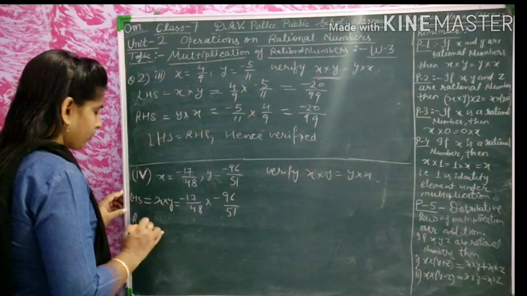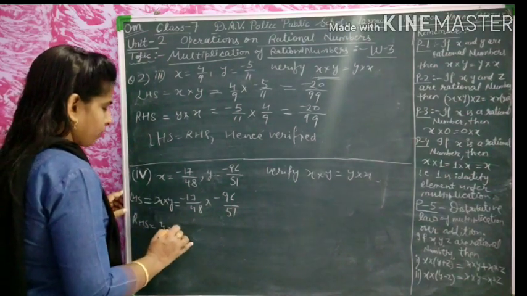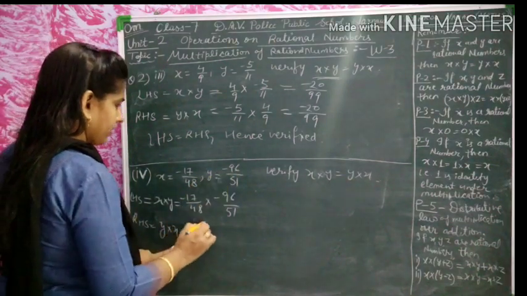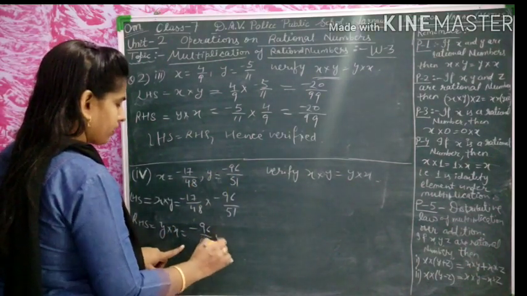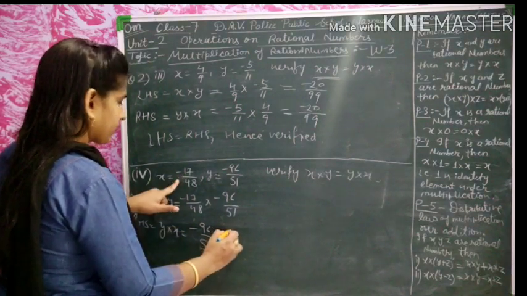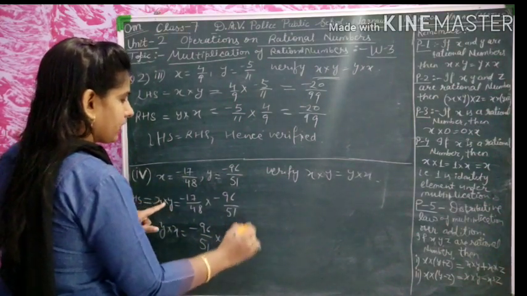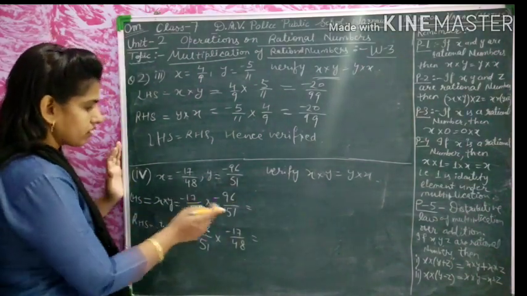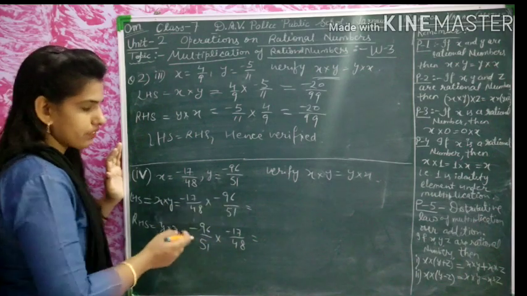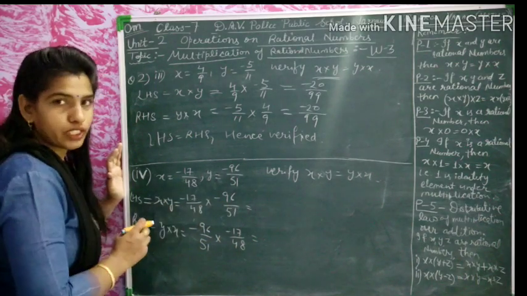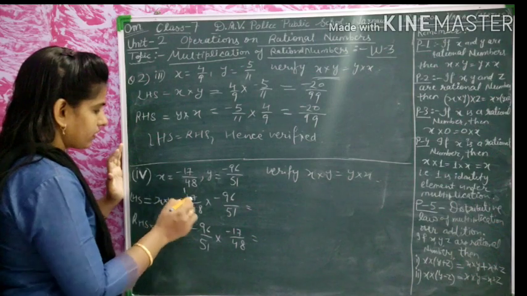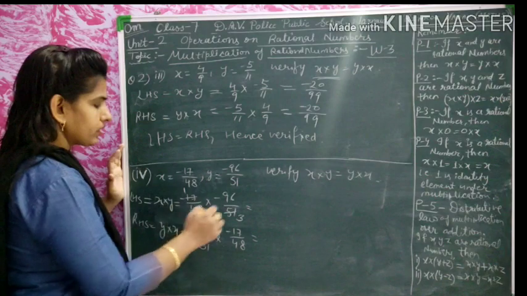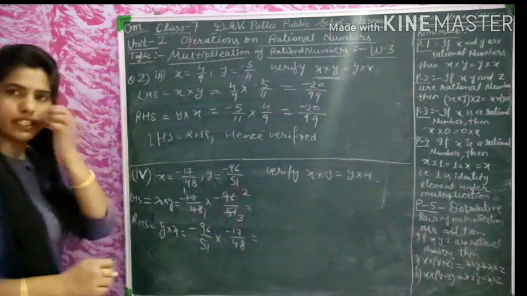And now we are going to the RHS, y into x. We are putting the value of y here, minus 96 by 51, into what is the value of x? Minus 17 by 48. Now we are solving both. In x into y, this is cut. This is in the table, same table, 17 17, and this is in the same table, 48 48. So 17 ones are 17 and 17 threes are 51. 48 ones are 48 and 48 twos are 96.